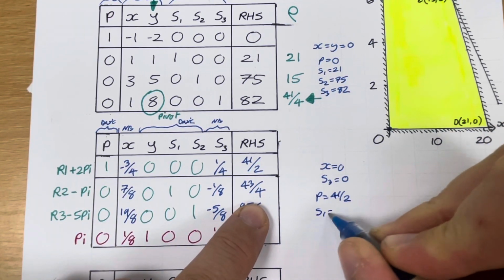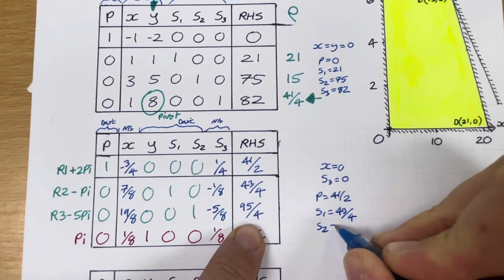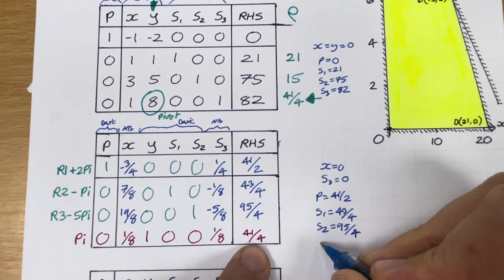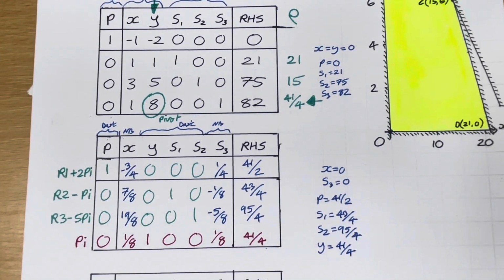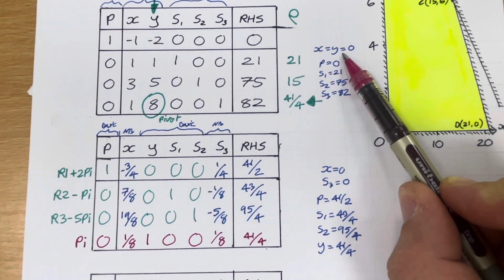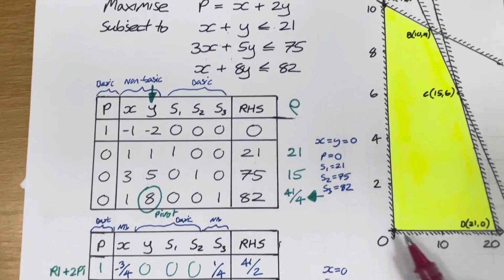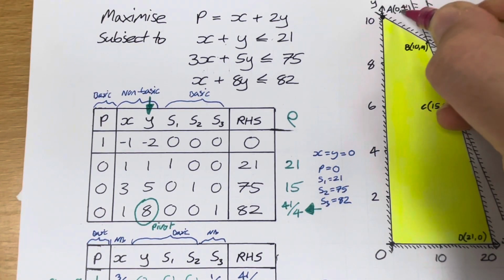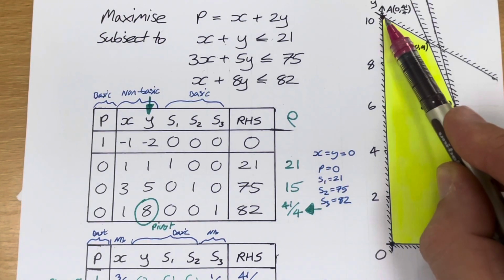S1 is equal to 43 quarters. S2 is equal to 95 quarters. And Y is equal to 41 quarters. So where are we on the graph? Well, we've moved from x equals 0, y equals 0, which is the origin, to x equals 0, y equals 41 quarters. So we've moved from here up to here. Okay, so we are now at this point, at the point A. Okay, that's what's happened graphically.